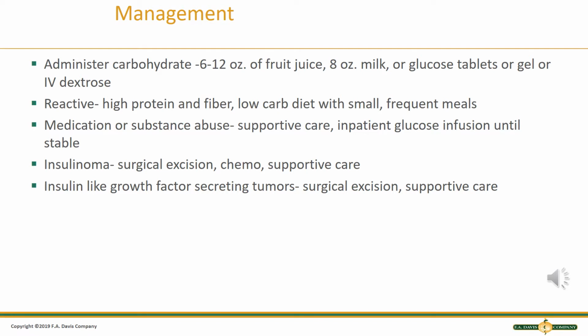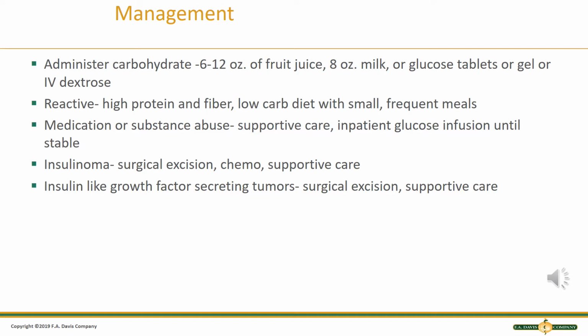Severe untreated hypoglycemia can be life-threatening, so your goal is to normalize the blood sugar quickly and treat any underlying cause. For the actual treatment of hypoglycemia, you're going to administer carbohydrate, either 6 to 12 ounces of fruit juice or 8 ounces of milk, or if the patient has glucose tablets or gel, that can be done, or IV dextrose can also be given. For management of reactive hypoglycemia, you're going to advise them to do a high protein and high fiber diet with low carbs, and they're going to eat small frequent meals.